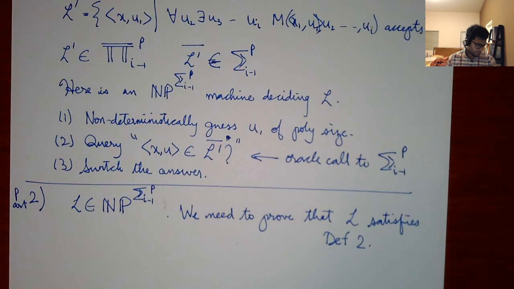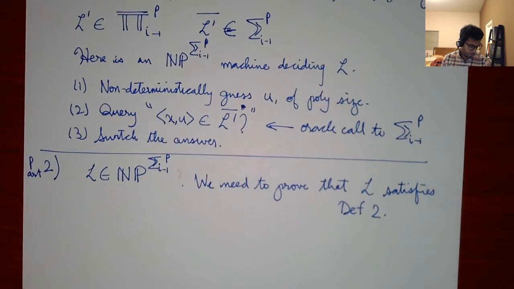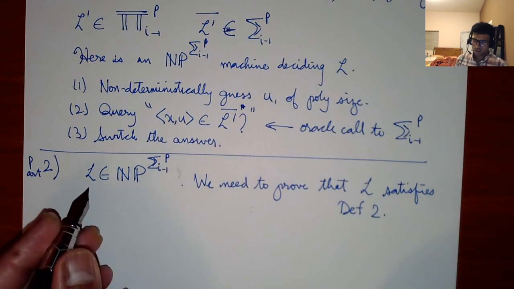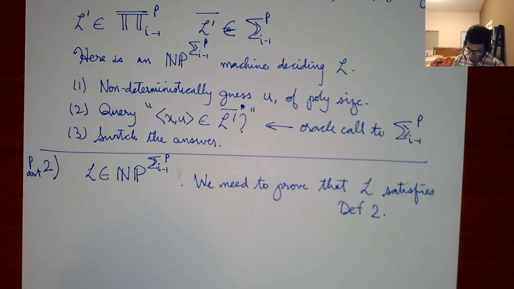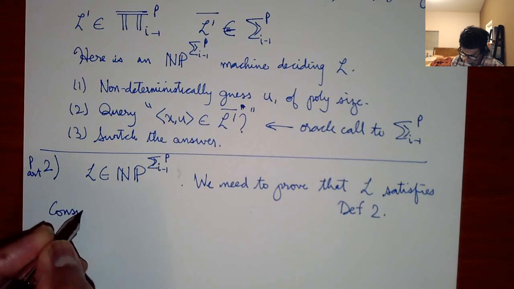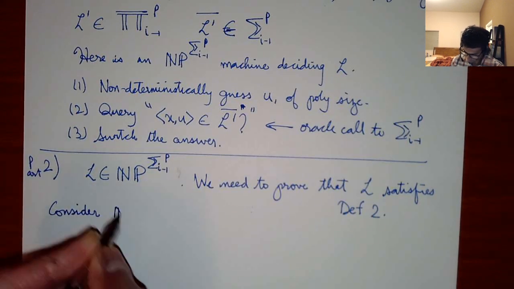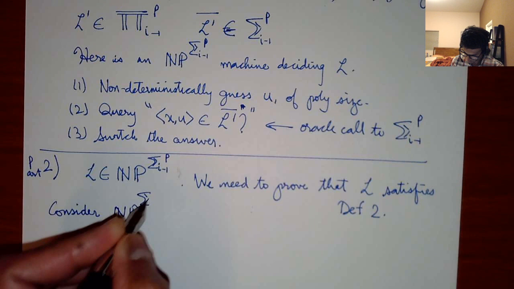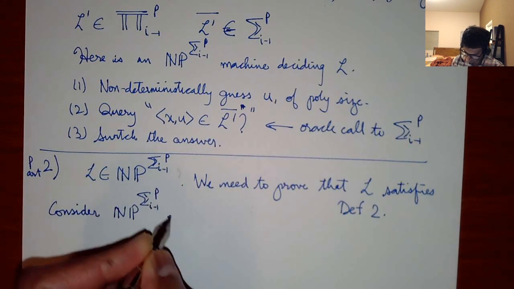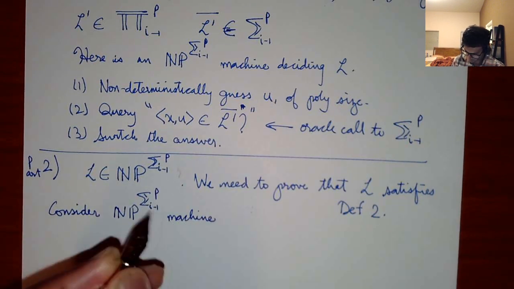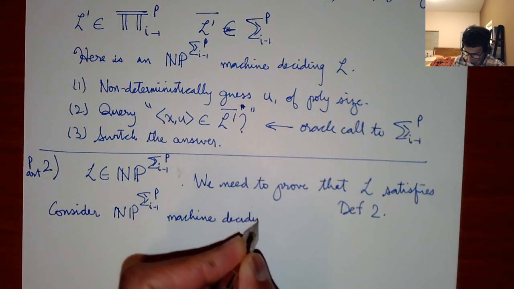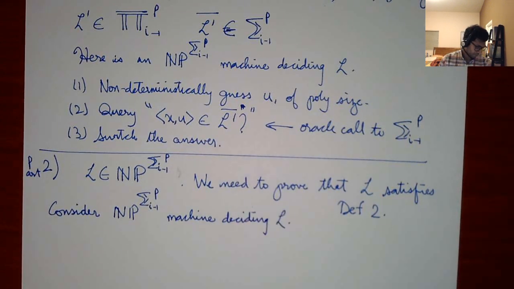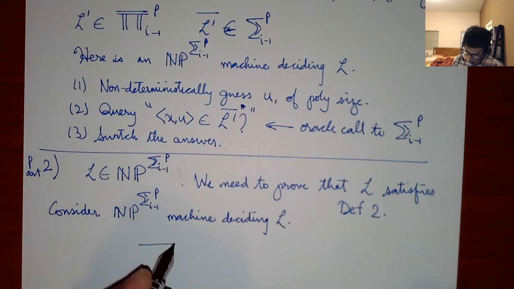Okay, so let me just draw out a picture, and I think, once I draw out the right pictures, you'll see what's going on a lot more easily. So let's consider L, and let's consider an NP to the sigma I minus 1 machine deciding L. So there's some machine, and over here we're going to have the oracle.